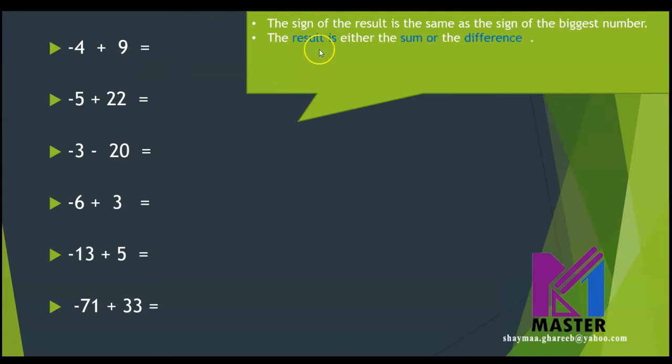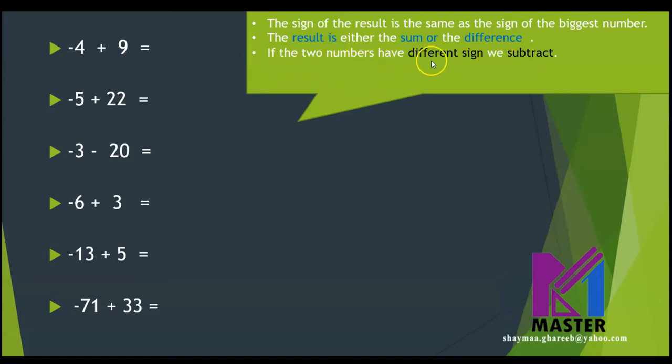What else? The result is either the sum or the difference. And this is a point that we are going to make more clear in this slide. So we said the answer is positive because the 9 is a positive number, or the biggest number is positive. Then we need to decide, am I going to add or subtract? Will the answer be the difference or the sum? So let's look at this sentence here.